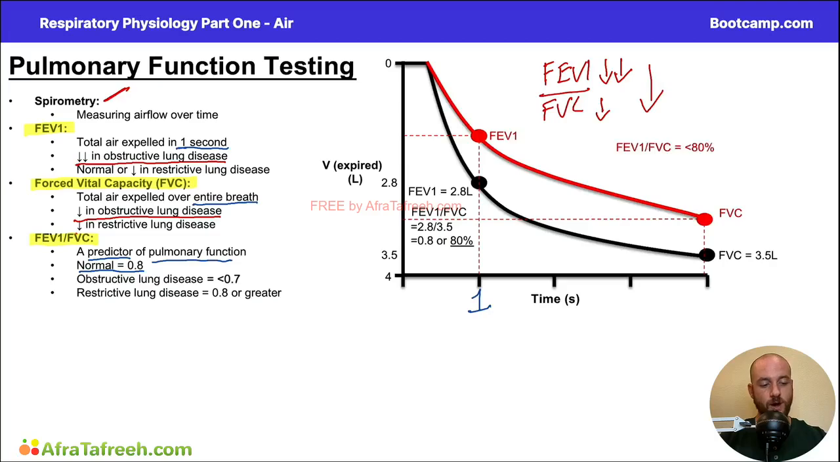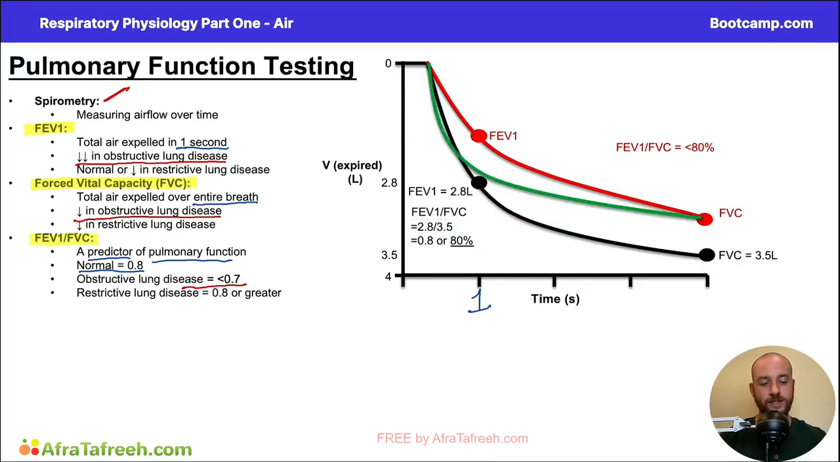So we'll just put in our ratio here. We can see that it's going to be less than 80%. So the value that you should really be keeping in your mind is the fact that it's less than normal. It's less than 80%. And now we'll put in our restrictive lung disease curve here.